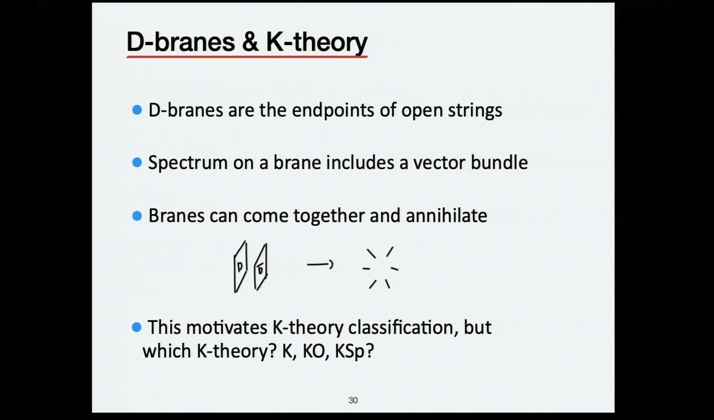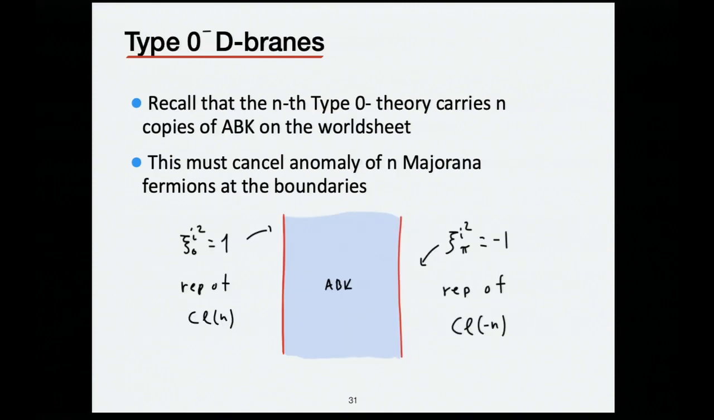Okay, so I will focus on one example. Maybe it's more interesting, since the type one case we know more about, which is these type zero minus theories. So remember that this theory carries n copies of this ABK, the universal Pin minus chain on the bulk of the worldsheet. But now we're considering open strings, and we want to gauge in some vector bundles here, which means that we need to make sure that there is no anomaly overall.